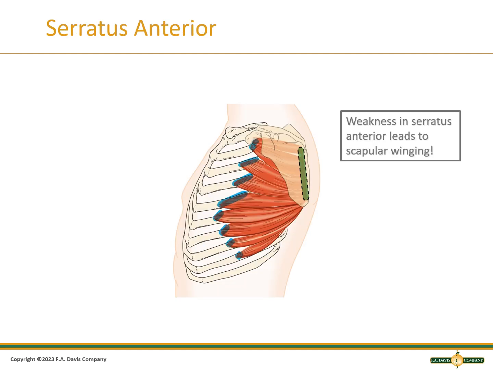Serratus anterior is named for the direction that the muscle fibers run, as well as the serrated edge that we can see as they insert on the ribs. Weakness in serratus anterior leads to scapular winging because of how it attaches on the anterior aspect of the scapula to help hold the scapula close to the rib cage.